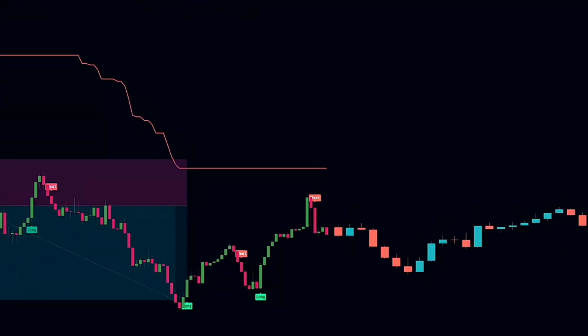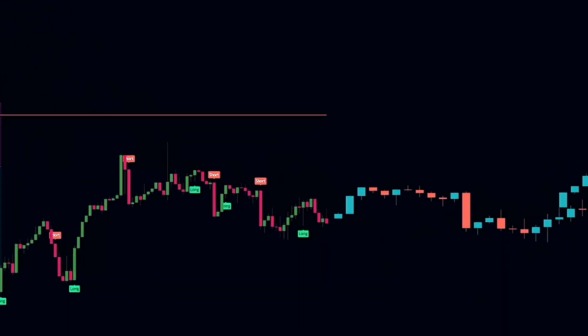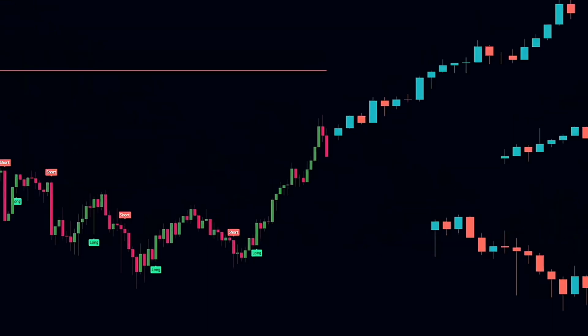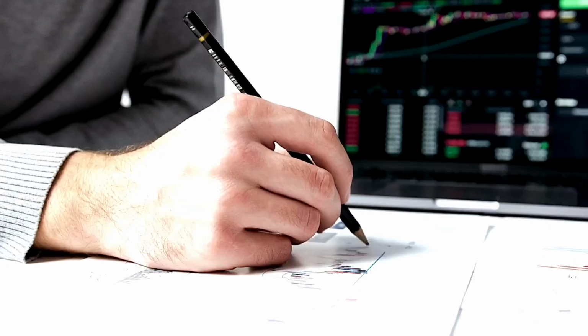This is just one way to use this indicator. Feel free to experiment and see what strategies you can develop. Just remember, always do thorough back testing and forward testing of any trading strategy before risking real money.